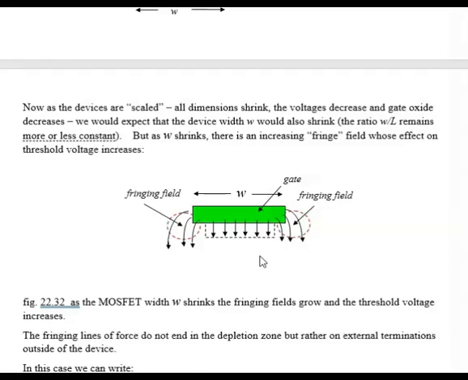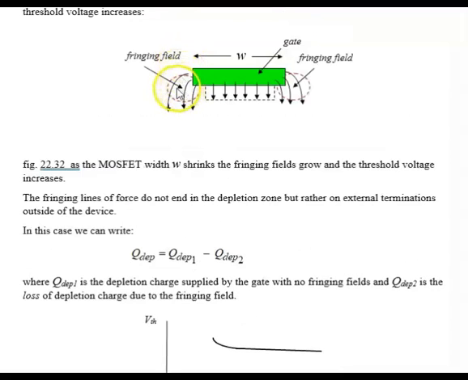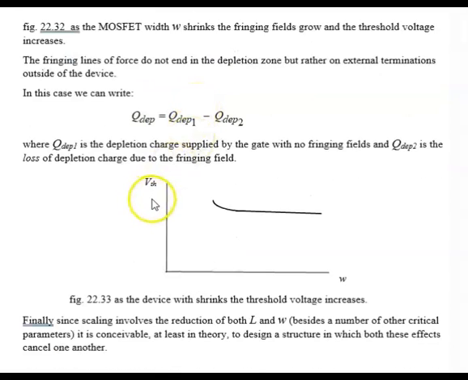If W was just a point, then there would be no vertical lines at all, and everything would be a fringing field. So now we can write Q dep is equal to Q dep 1, which is the vertical lines which go into the depletion region, minus Q dep 2, the depletion part which, due to the fringing field, does not contribute to the gate depletion region at all. So in order for the threshold to take effect now, we have to increase the gate voltage to compensate for Q dep 2. So if we look at the threshold voltage as a function of W, as W gets smaller and smaller, the threshold voltage gets larger and larger, generally not dependent upon VDS.